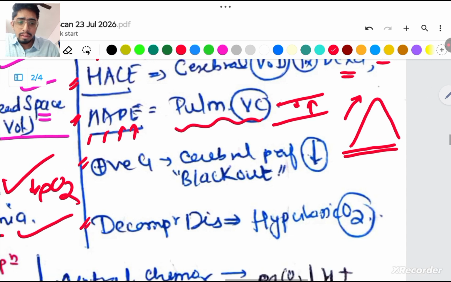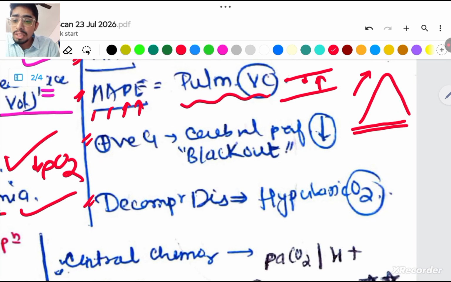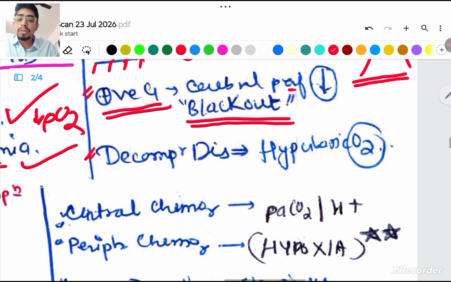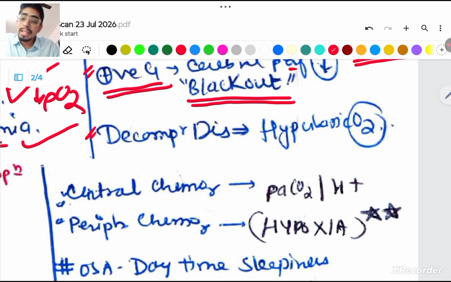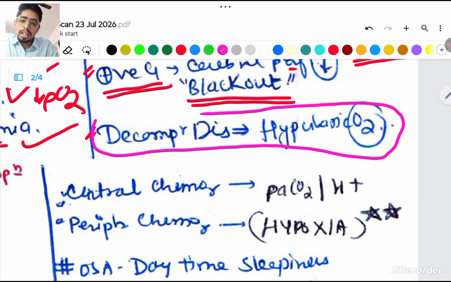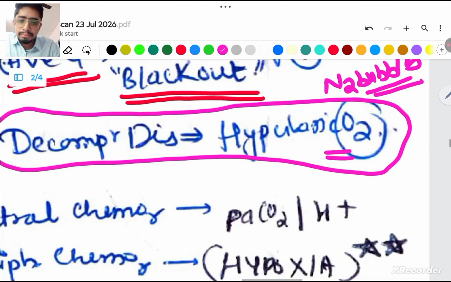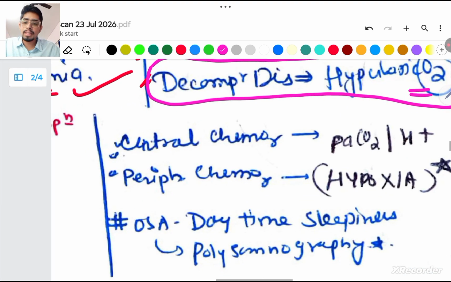Now, in cases of positive G, which is positive gravitational force, you experience something called a blackout. It is due to a decrease in the cerebral perfusion. Okay. An important point is about Caisson's disease or decompression sickness. In Caisson's disease or decompression sickness, the treatment is hyperbaric oxygen therapy. It is because of nitrogen bubbles in your blood, nitrogen which is entering. Okay, also called decompression sickness or Caisson's disease.